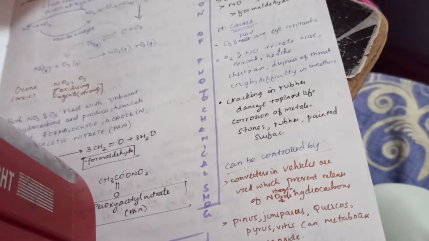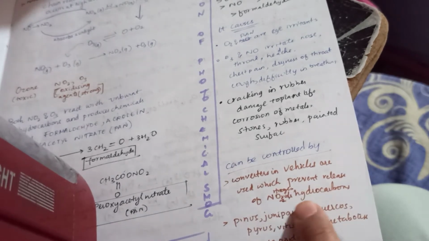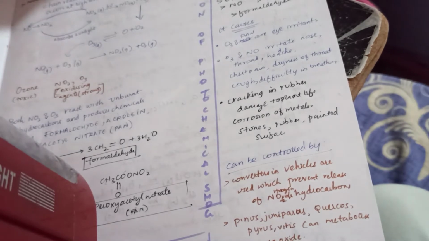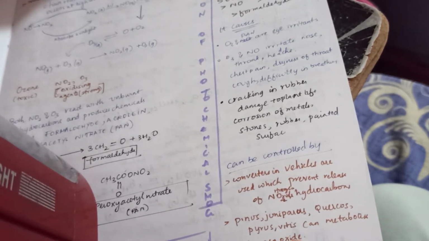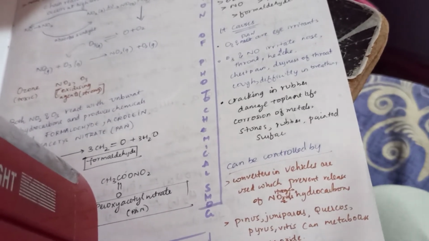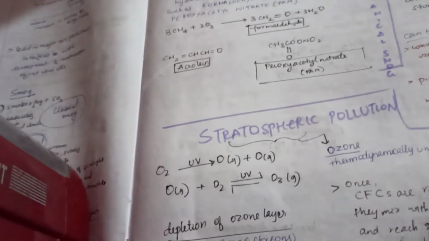Okay, it can be controlled by catalytic converters in vehicles, which prevent the release of nitrogen oxide, that is nitric oxide, and hydrocarbons. And Pinus, Symphoris, Queris, I don't know how to pronounce them, can metabolize nitrogen oxide, so their plantation is required. So these are the effects and that is a way to control it.